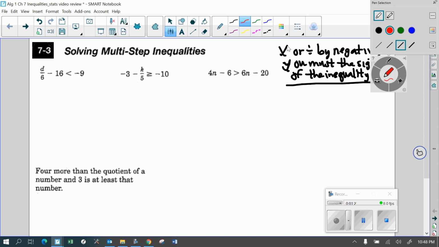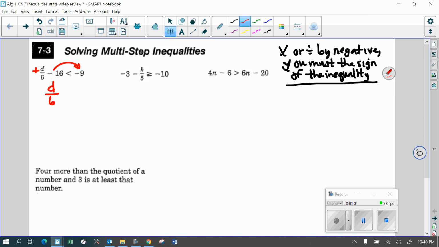So example here, I'm solving for D. Well, D here is positive, so I'm going to leave it on that side, and that means I'm just adding the 16 across. So I have D over 6, inequality symbol, less than 16 minus 9, which is 7. Okay, now last step, multiply both sides by 6. I'm left with D is less than 42. Notice I didn't have to remember switching any inequality signs because I made sure that it was positive.